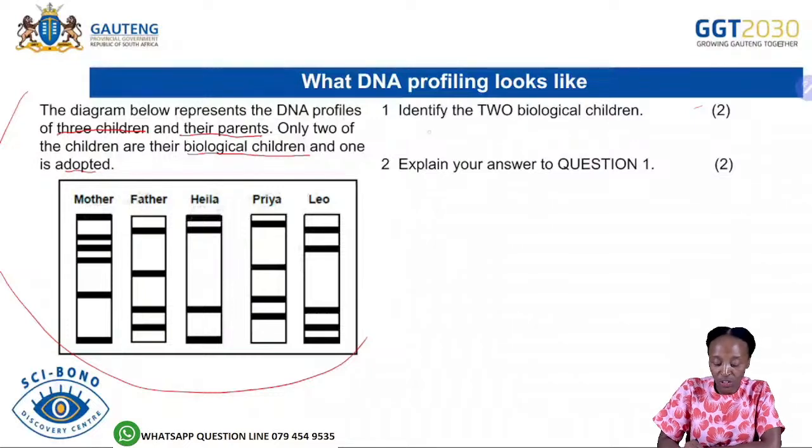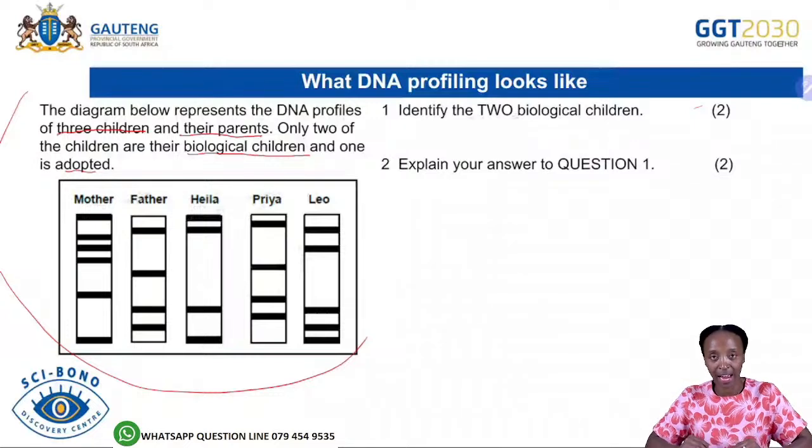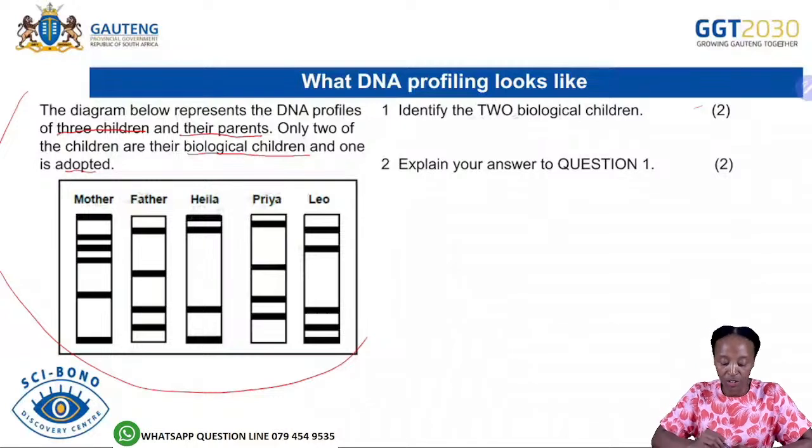So then the first question says, identify the 2 biological children. So what are we going to do? Again, you take your ruler and put it there, then you try and find the bands that are in the exact same location. If you look, the mother has the first band over there, and this band is also found on child number 1, which is Hela. So Hela matches the mother over there, and Priya and Leo do not have it.